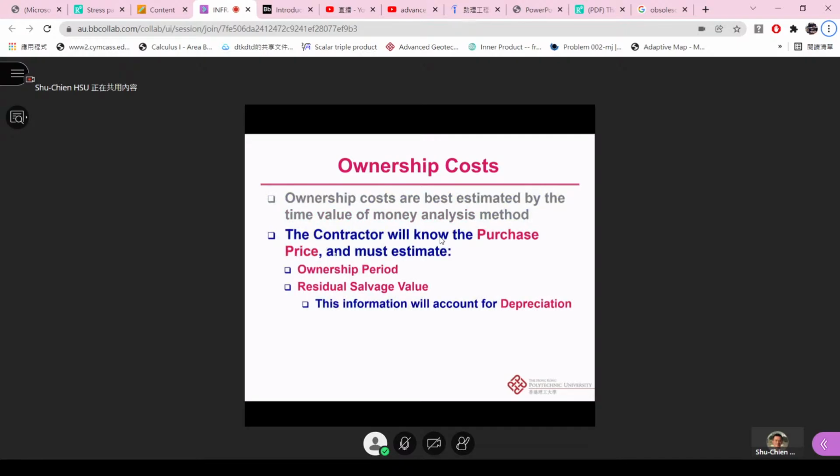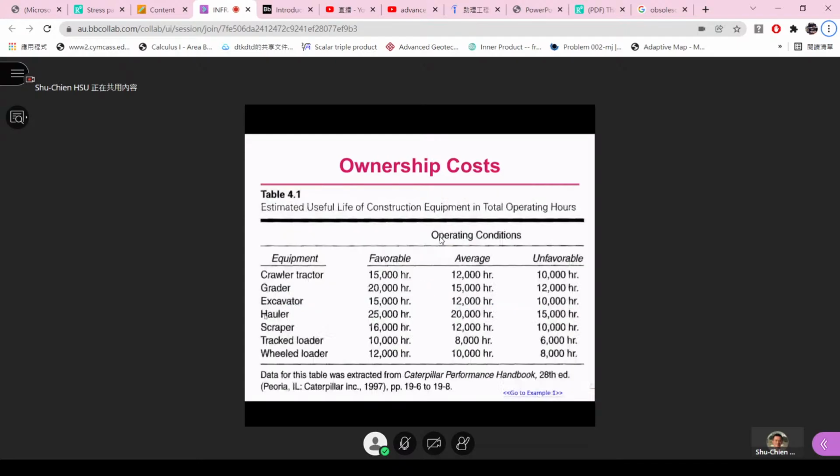And the contractor will know the purchase price and must estimate the ownership periods, how long you will own the equipment, the residual salvage value, the final value, the future value, like after depreciation. So this information will also be accounted for in depreciation.